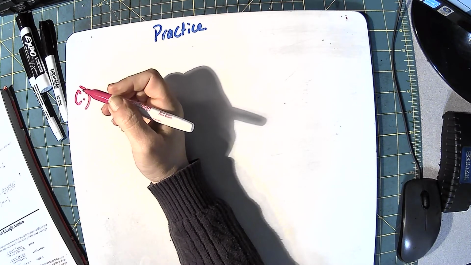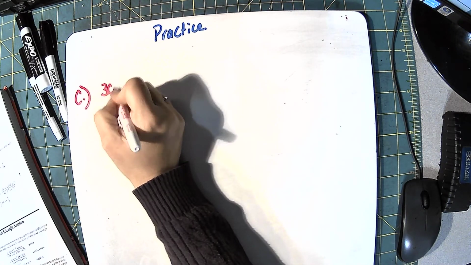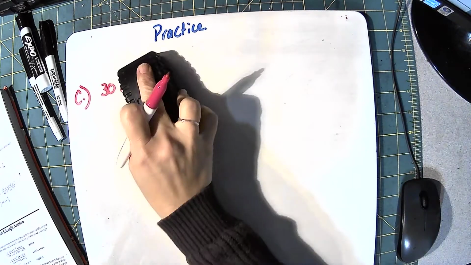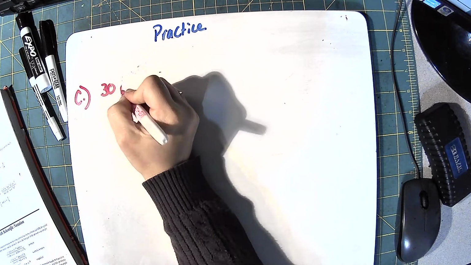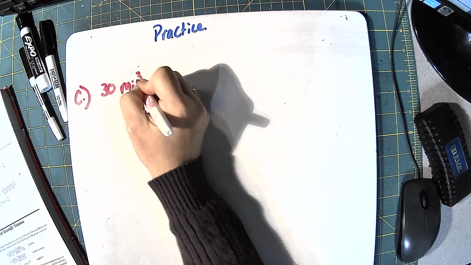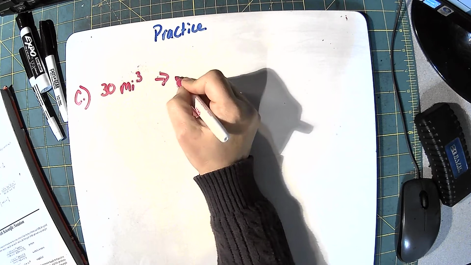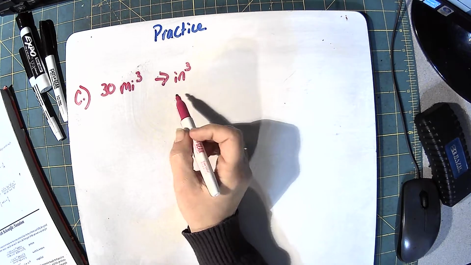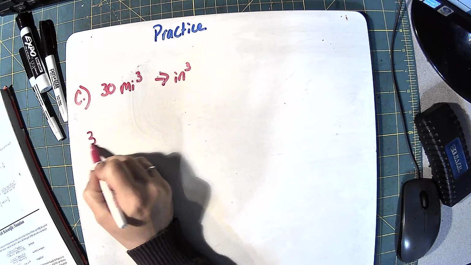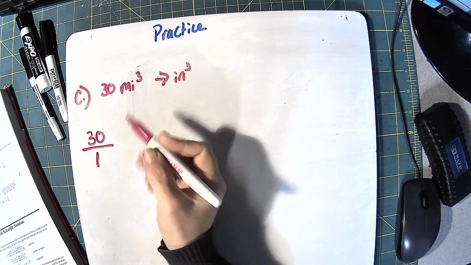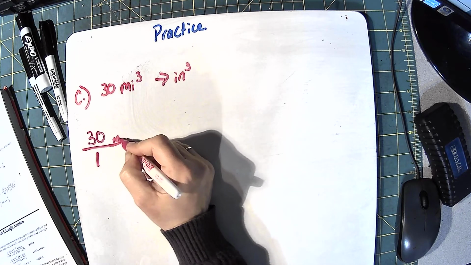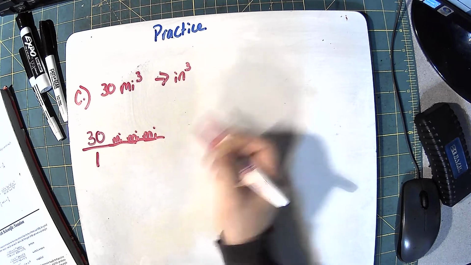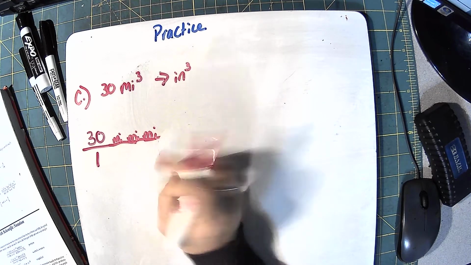It says use 6 unit multipliers to convert 30 cubic. Actually, I'm not going to write that out. I'm just going to put miles cubed to inches cubed. Okay, so I've got 30 cubic miles, and we need to convert that into cubic inches. So I'm going to put 30 over 1, and then I've got miles 3 times. 1, 2, 3. Okay, and I know I'm going to need 6 unit multipliers to do this.